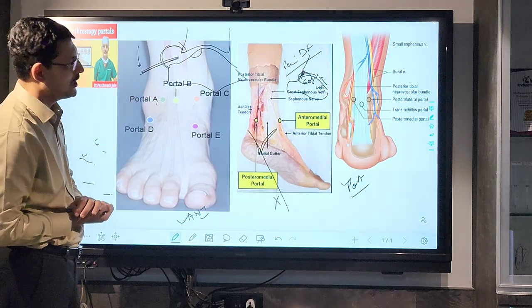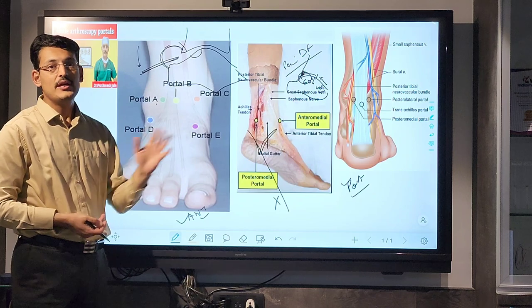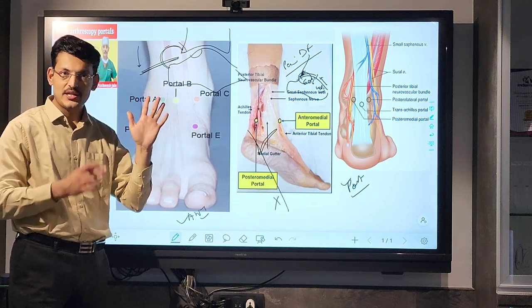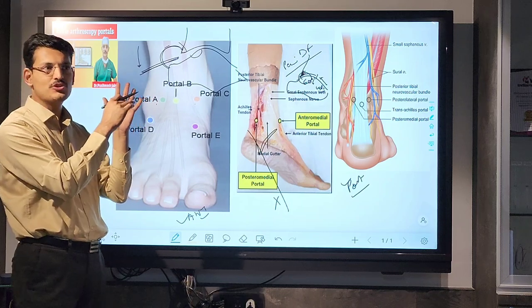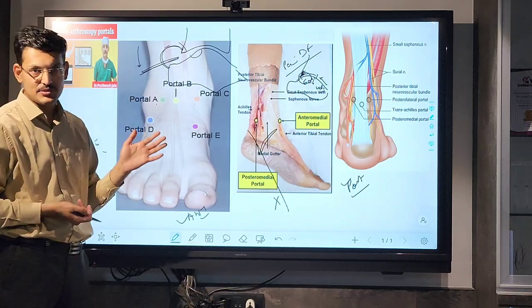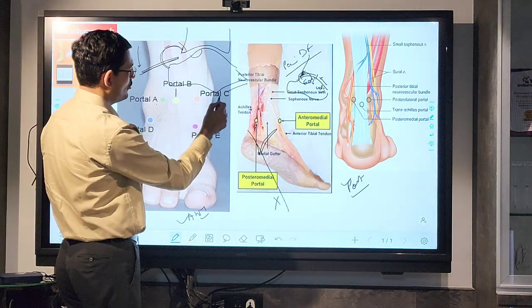Now, posterior ankle arthroscopy is actually a very big spectrum. Here you don't do only the ankle, but with a posterior approach, I'd say it is a posterior foot arthroscopy. With that, you can achieve many things. So, what you can achieve here is, so what is this?